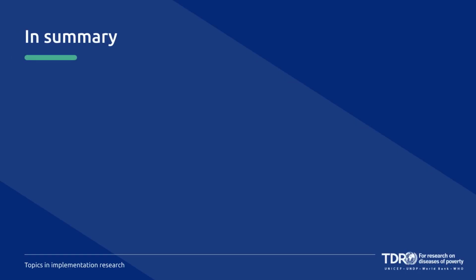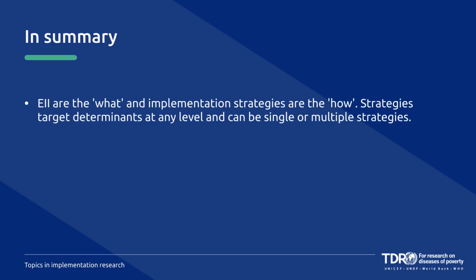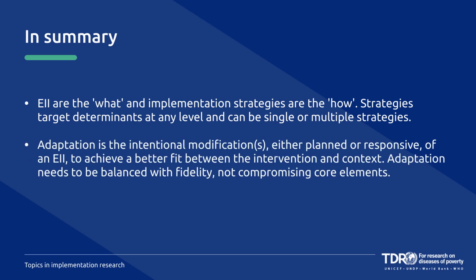Let's summarize what we have learnt in this chapter. Evidence-informed interventions are the what you are wanting to implement, and implementation strategies are the how of implementation. Implementation strategies target determinants at any level, individual, community, organizational and system level, and can be single or multiple strategies. Adaptation is the intentional modification, either planned or responsive, of an evidence-informed intervention to achieve a better fit between the intervention and context. Adaptation needs to be balanced with fidelity and not compromise core elements.